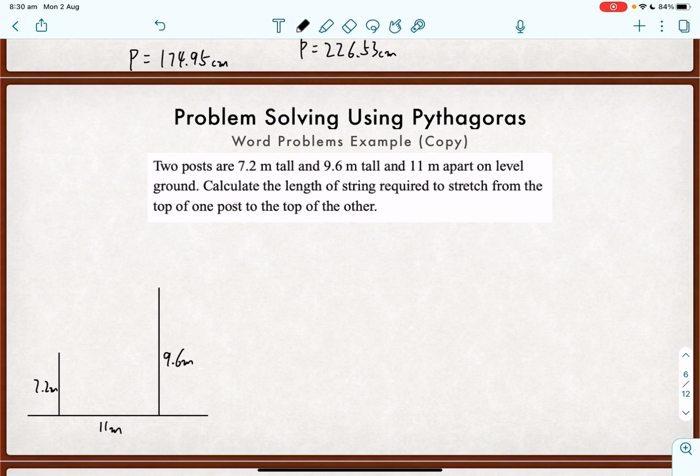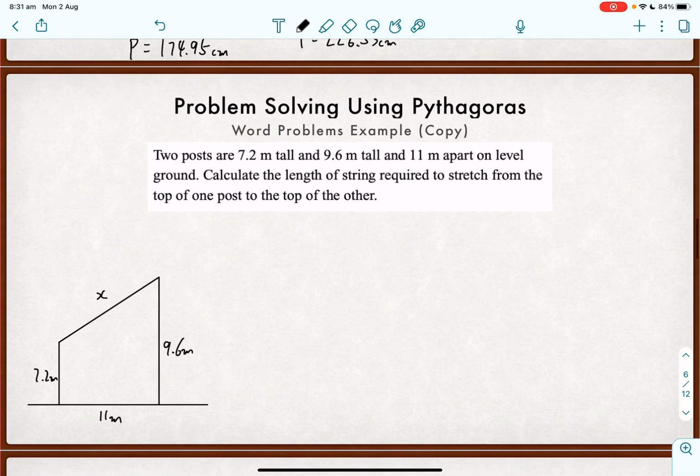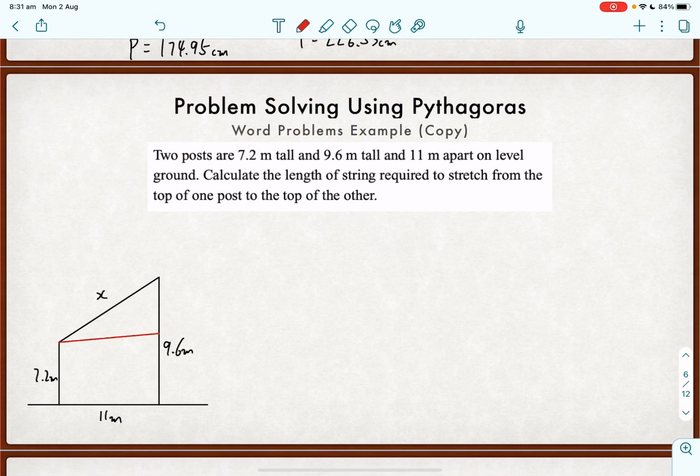Calculate the length of string required to stretch from the top of one pole to the other. So we're talking about the length here. Let's use X to represent it. Oh well, it's really similar to what we just did earlier, isn't it? So I'm going to put in some information. I'm going to draw this here because we make a rectangle and also a right angle triangle. So you have 7.2 on that side, and 7.2 on this side too.